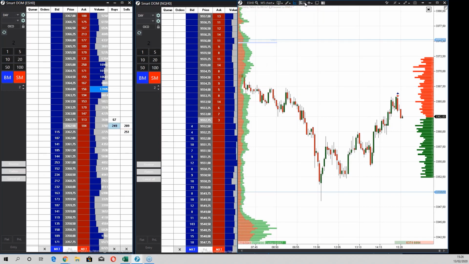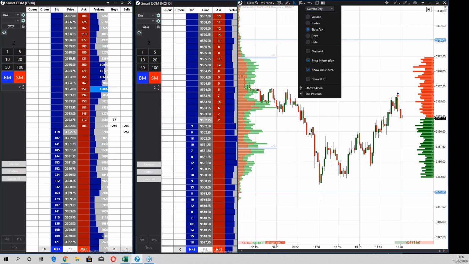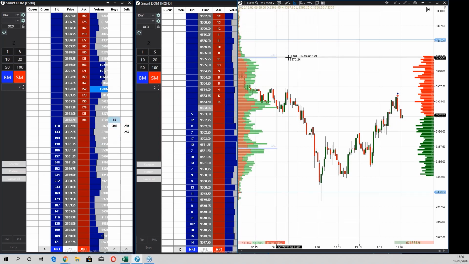And you can change that wherever you want. For example, what you do sometimes is look at the previous day, previous week, or current day. So the current day is showing exactly that. We see that today the value area is from here to here with the POC here. All right, so we are straight in the middle of the value area.